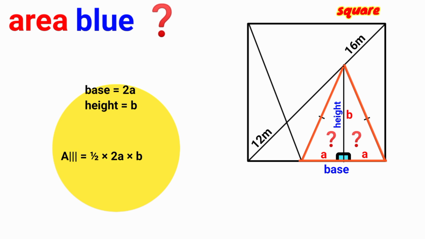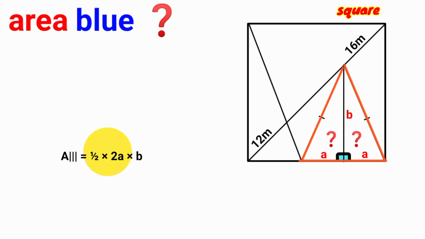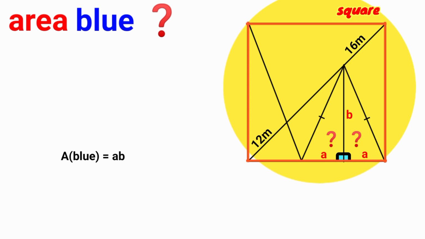Substitute here. Now area of blue equals 1/2 times 2A times B. 1/2 times 2A is A. A times B is AB. So blue area equals AB. Now what are the values of A and B? We don't know. But if you recall, this quadrilateral is a square-shaped quadrilateral.